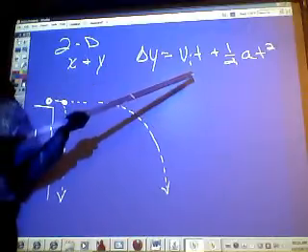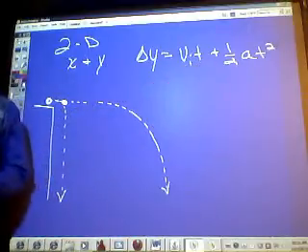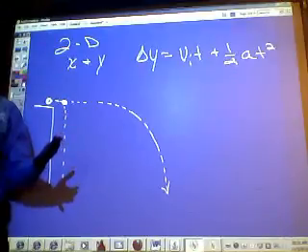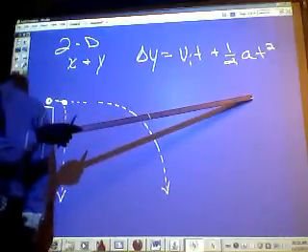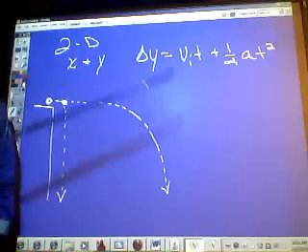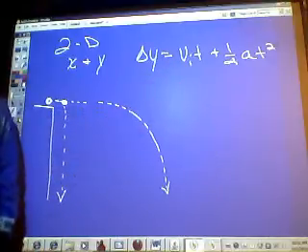What am I taking into account in this formula? What's this formula telling me? What are some variables that it's using? Acceleration. It's telling me that I need to take into account the acceleration. What else? Velocity. The initial velocity and what else? Time. It's time and what else?